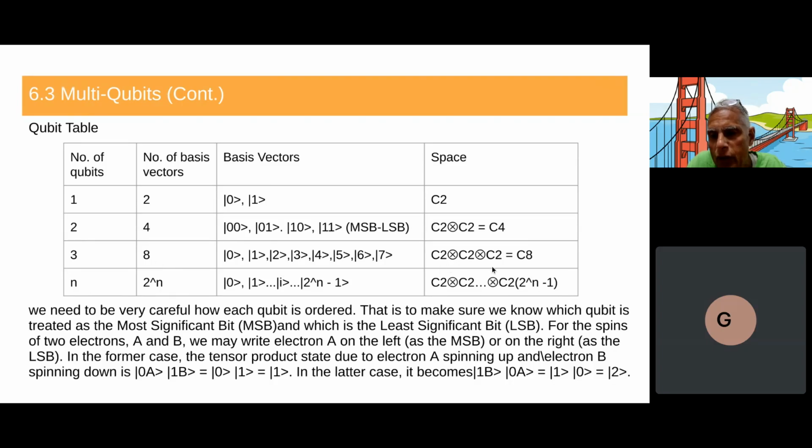And this is what C2, C2, C2 goes to: C8, because you have got 3 of them. If you have n, then it goes to 2 to the power n, which is nothing but ket0 to ket 2 raised to n minus 1. So ultimately, if you start from 0, you end at 2 to the power n minus 1. This you have to remember.